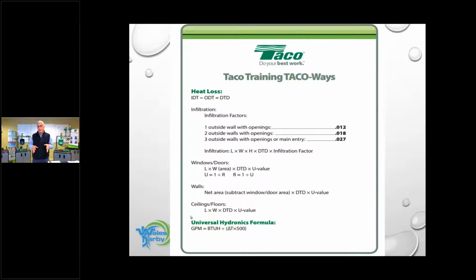So was there any part of these formulas where anybody got hung up on? Please type in, let us know. John will let me know. Be happy to go over it again.